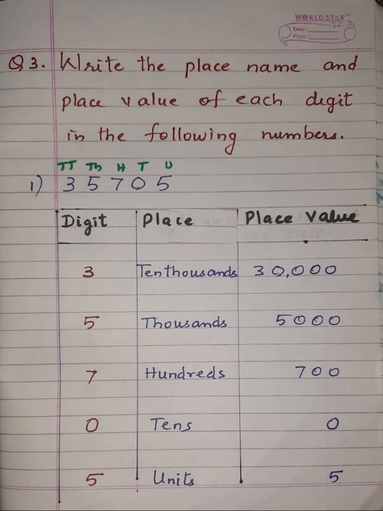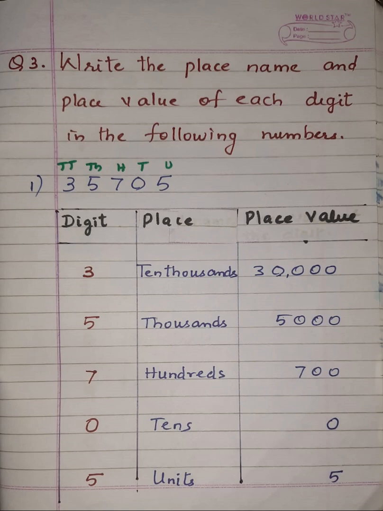Followed. Now the next digit is 0. 0 is in the tens place. As I have told you earlier, if 0 is present in any place, its place value is 0 only. So now in front of 0 in the place value column, you will write 0.